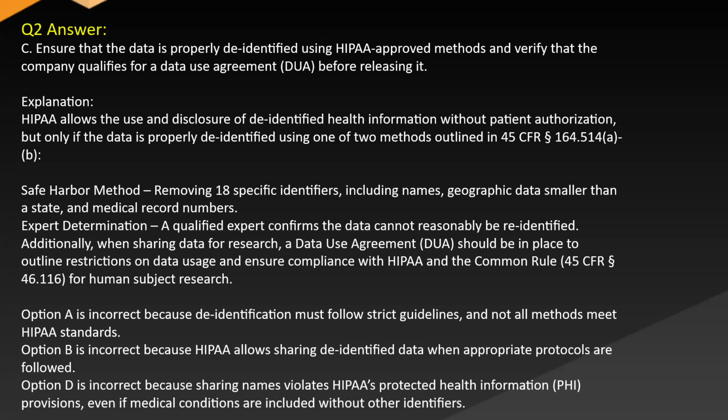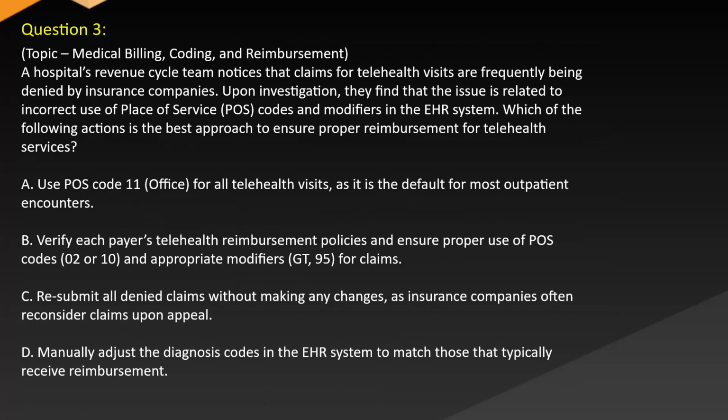Additionally, when sharing data for research, a data use agreement (DUA) should be in place to outline restrictions on data usage and ensure compliance with HIPAA and the Common Rule, 45 CFR 46.116, for human subject research. Option A is incorrect because de-identification must follow strict guidelines and not all methods meet HIPAA standards. Option B is incorrect because HIPAA allows sharing de-identified data when appropriate protocols are followed. Option D is incorrect because sharing names violates HIPAA's protected health information (PHI) provisions, even if medical conditions are included without other identifiers. Question 3.